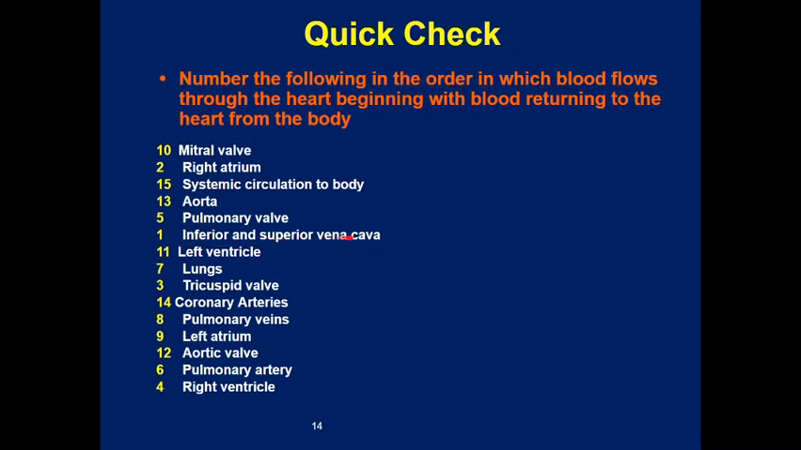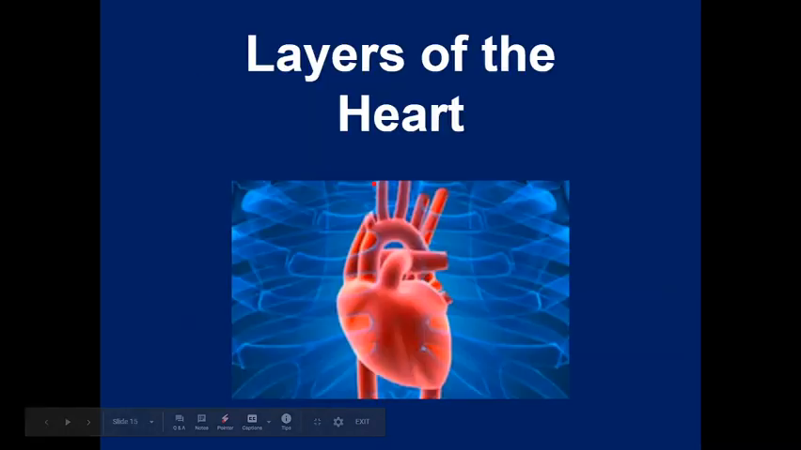So first you go through the vena cava into the right atrium through the tricuspid valve into the right ventricle through the pulmonary valve into the pulmonary trunk or pulmonary artery. Then you go through the capillaries of the lungs. Then you come back through the pulmonary veins into the left atrium through the bicuspid mitral valve into the left ventricle. And then through that, you go through the aortic valve into the aorta. And then you can also go through the coronaries or systemic circulation.